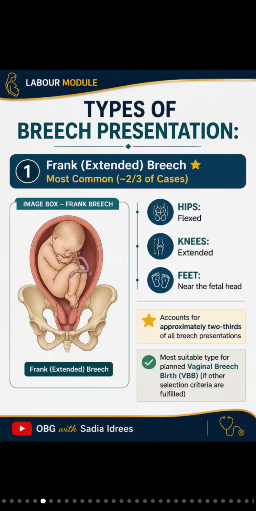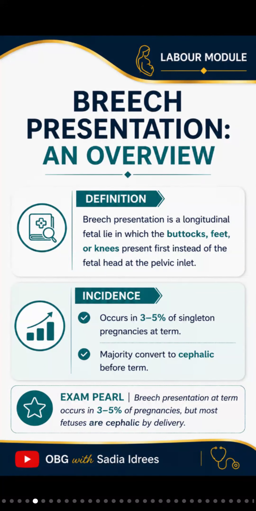So if a patient comes to you at 28 weeks and you tell them the baby is breech, the patients panic. They say that doctor told us the baby is breech, so is this baby going to be delivered by cesarean section? No, you cannot judge it at 28 weeks. We will have a repeat ultrasound in the third trimester. We will see, because mostly there is spontaneous version. They go into cephalic presentation by term.